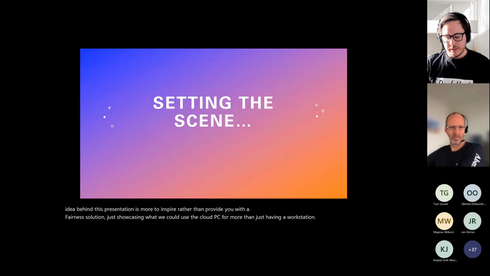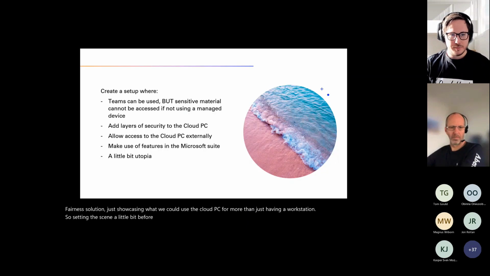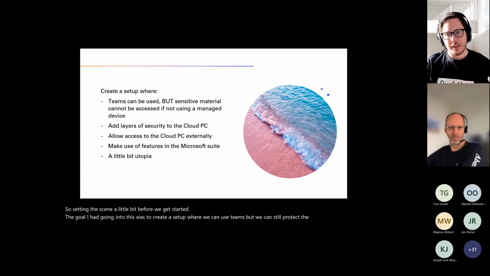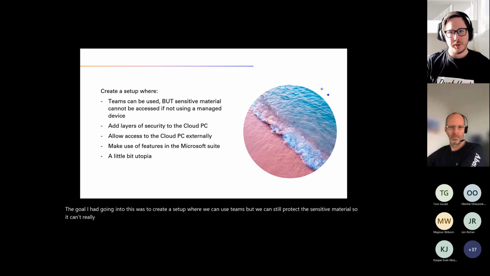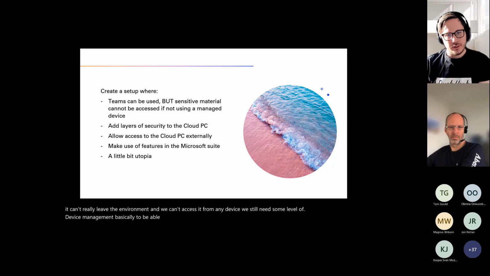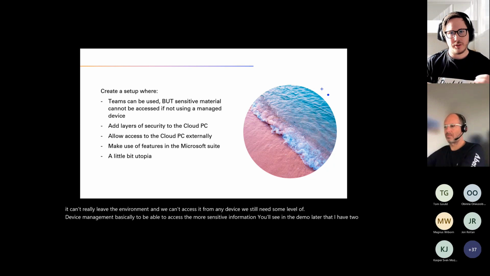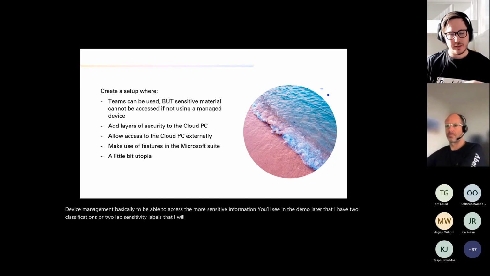So, setting the scene a little bit before we get started. The goal I had going into this was to create a setup where we can use Teams, but still protect the sensitive material, so it can't really leave the environment, and we can't access it from any device. We still need some level of device management to be able to access the more sensitive information. You'll see in the demo later that I have two classifications, or two sensitivity labels, that I will use to grant access at different levels.